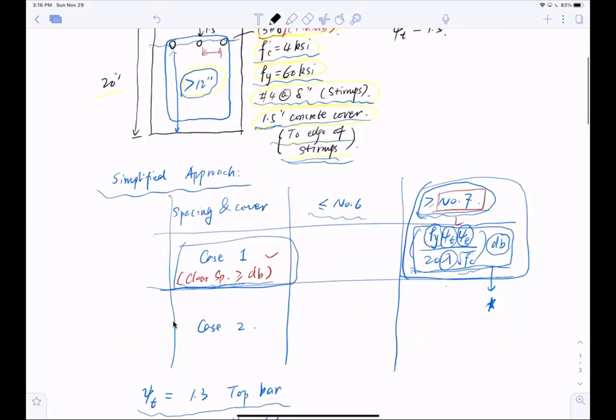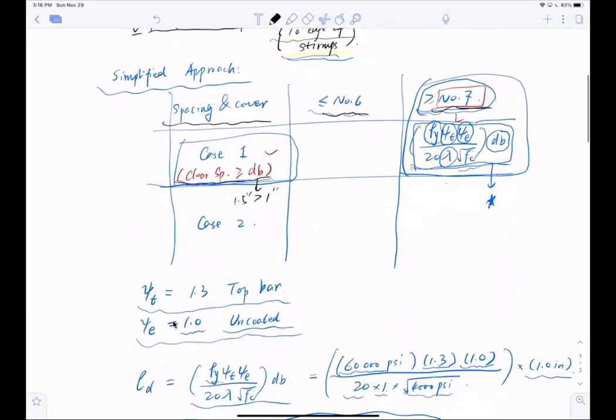So from last we talked about it, we're going to use a table here. So the left column, I have spacing and cover. I have number 6 bar or smaller. Number 7 bars or bigger. And the equation to be used is this one right here because I have a clear spacing that is bigger than the bar diameter, okay? Bigger than the bar diameter, basically 1.5 inch is bigger than 1 inch, number 8 bars, okay?